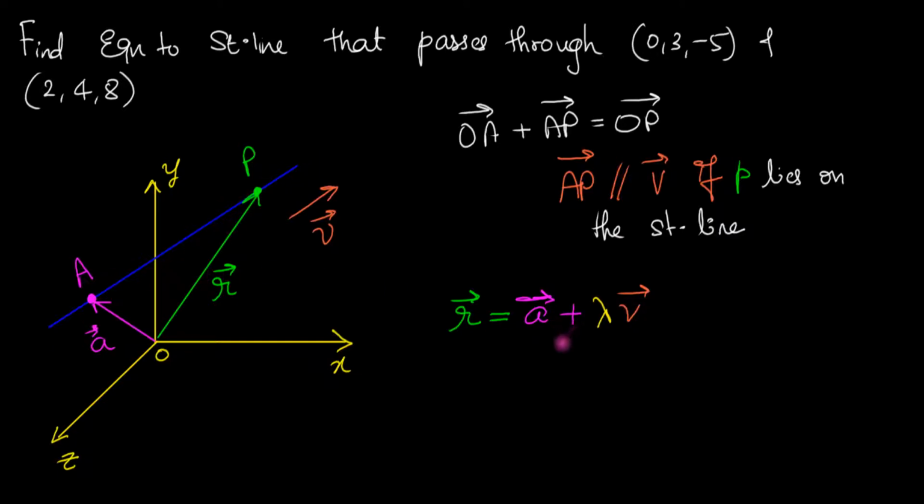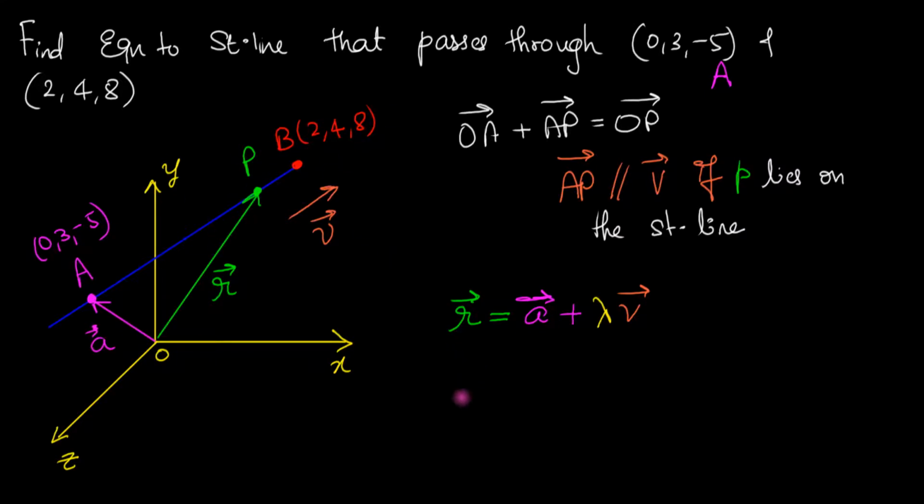Okay, but this time we seem to have a problem, and the problem is we don't know what V is. We don't know the direction ratio of the straight line because in the question only 2 points are given. But guess what? I know 2 points. So let me call this point A. Point A in our example is (0, 3, -5). We also know a second point, point B, that is (2, 4, 8). And my question is this: can't we use these 2 points to calculate what the direction ratio is? Of course we should be able to do that, right?